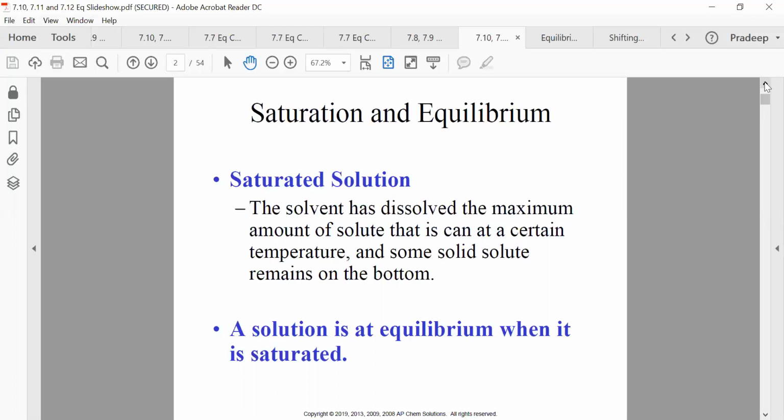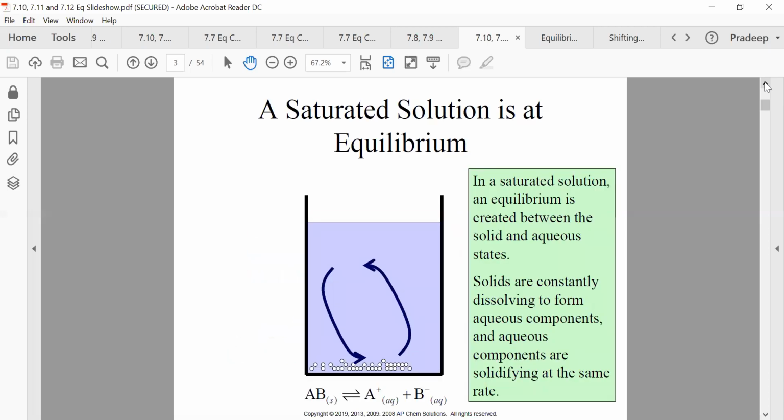All right. So this is something which I want you to remember. A solution is at equilibrium when it is saturated. You should remember this, because a lot of word problems give you a sentence saying that a certain amount of solute is dissolved in a solution which is saturated, which means they're talking about the equilibrium point. The solution is considered to be at equilibrium when it is saturated.